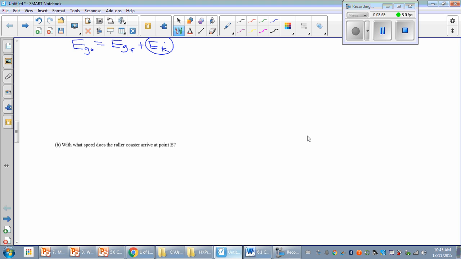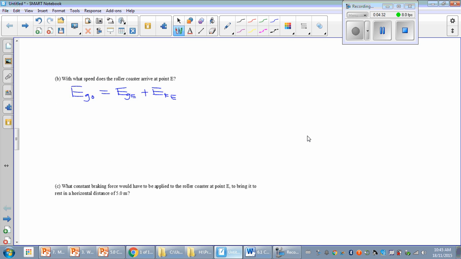Part B says, what speed does the roller coaster arrive at point E with? Well, it's a similar calculation. You're going to go EG initially, that's at point A, equals EG at point E. I'll even write a little E in there, plus the kinetic energy at point E. And again, you're just solving for V. So it's the same calculation, except since you're at a different height, you're going to get a different speed. It's going to be a slower speed than the maximum speed there.